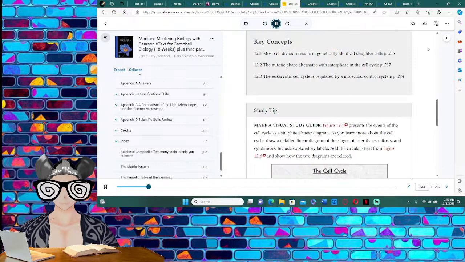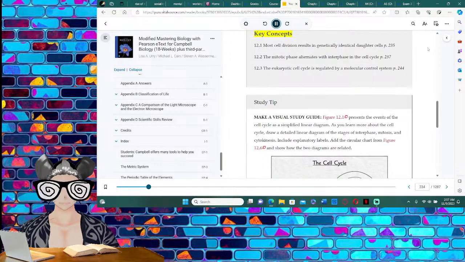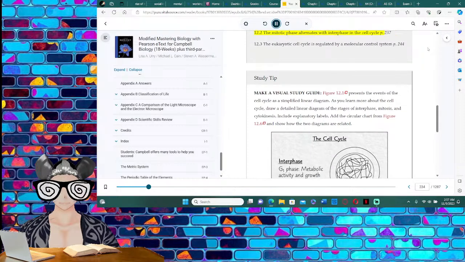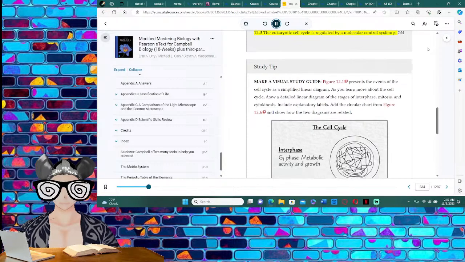Key concepts. 12.1 Most cell division results in genetically identical daughter cells. 12.2 The mitotic phase alternates with interphase in the cell cycle. 12.3 The eukaryotic cell cycle is regulated by a molecular control system.